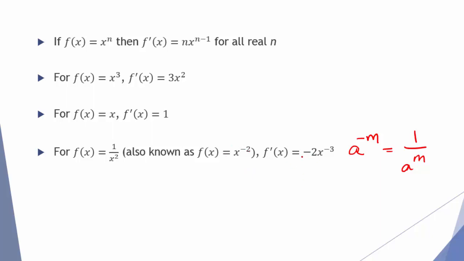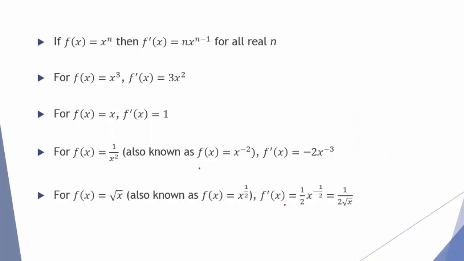Drop the negative 2 in front as a coefficient, times x raised to the negative 2 minus 1, which is negative 3. So the derivative of 1 over x squared is negative 2 over x cubed, or negative 2 times x to the negative 3.